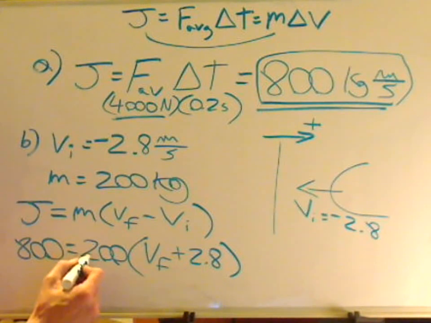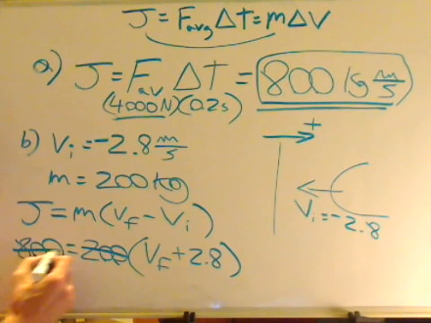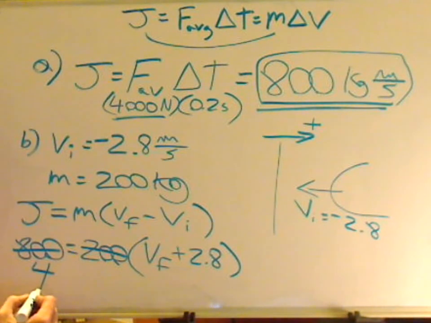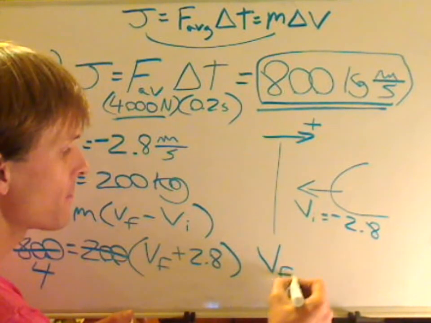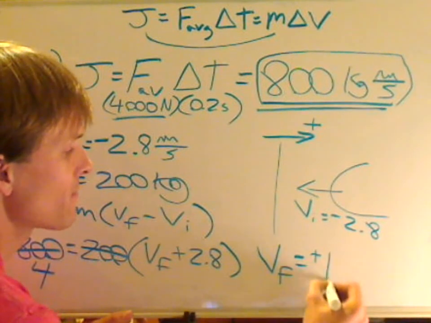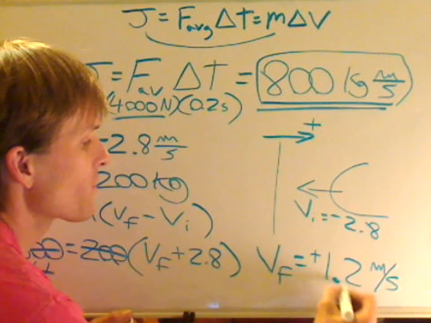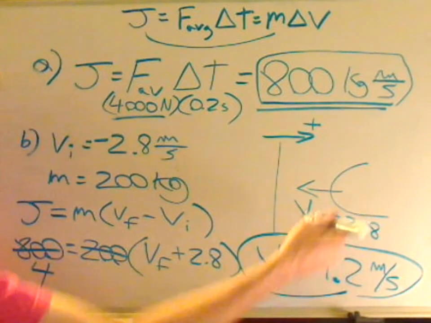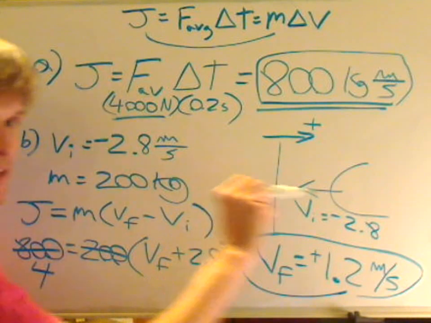So you solve this, divide both sides by 200. 800 divided by 200 gives you 4 here. And when you solve for V final, you get the answer positive 1.2 meters per second. So everything worked out nicely then. We had a negative velocity coming into the wall. Our final velocity is positive, meaning it's away from the wall.